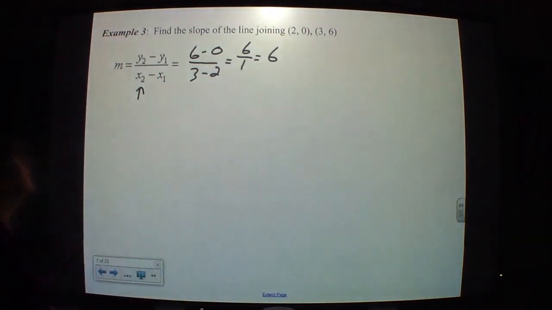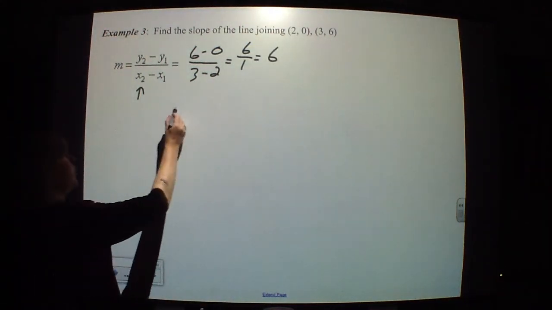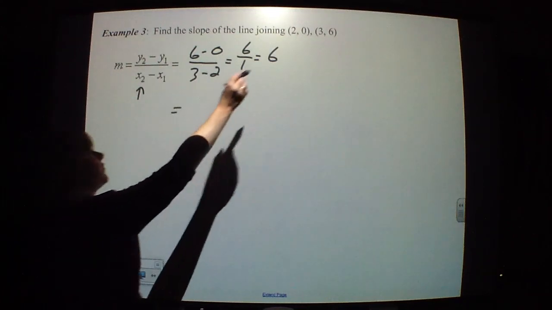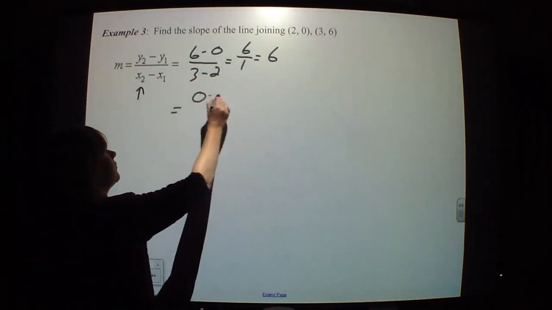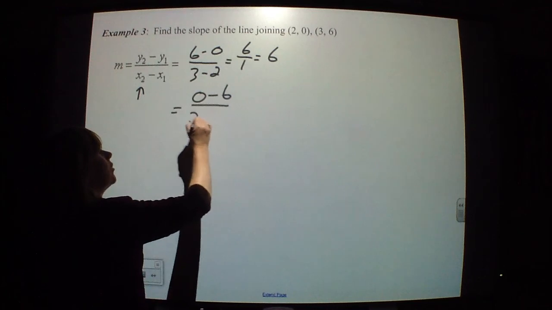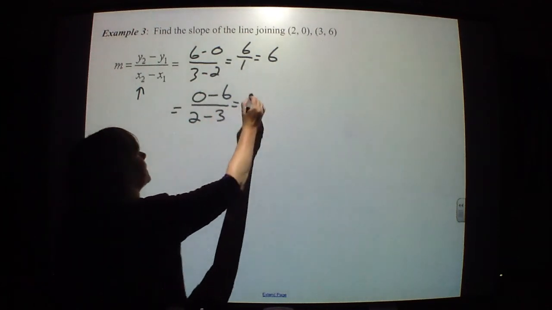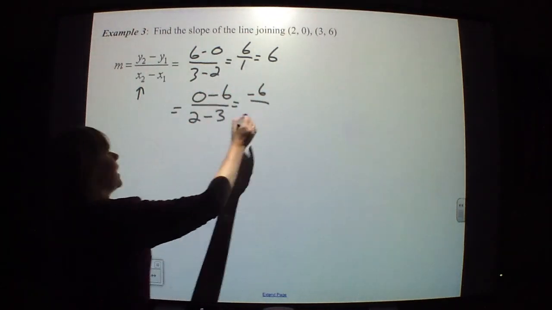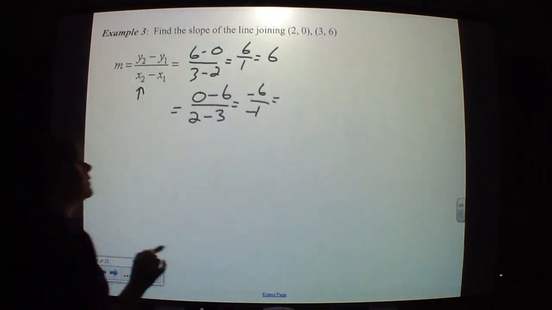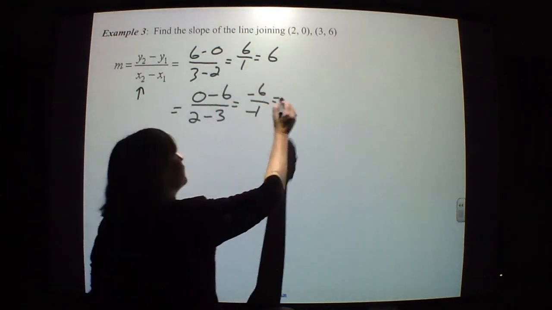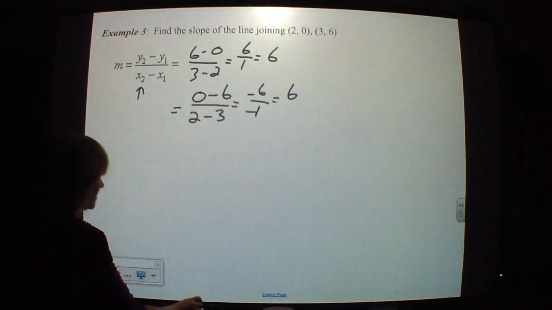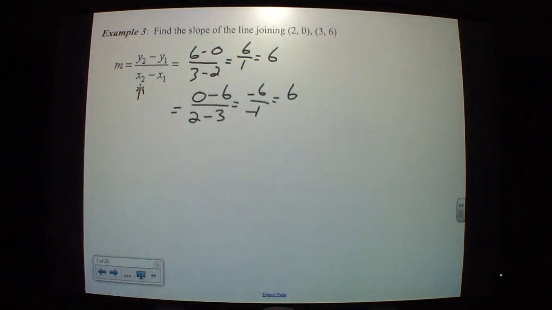6. You could have, don't do it both times, but I'm going to show you, I could have started with the first point and done 0 minus 6 over 2 minus 3, which is negative 6 on top, negative 1 in the denominator. Negative 6 over negative 1 is a positive 6. So the slope is 6, either way you do it.